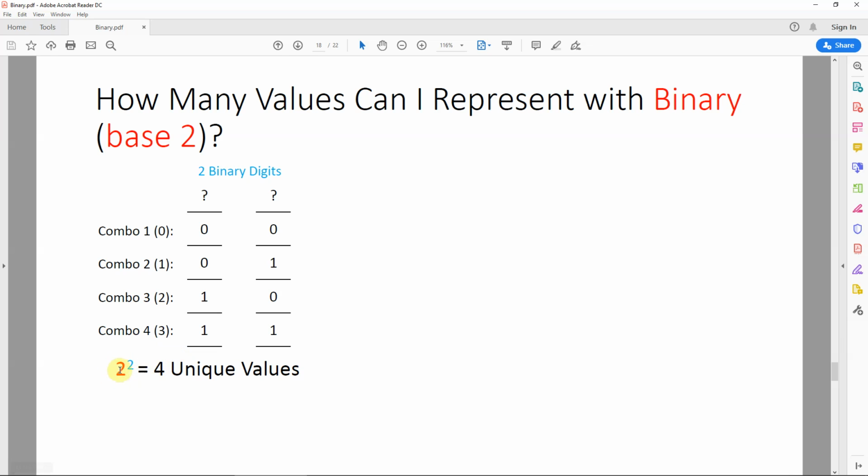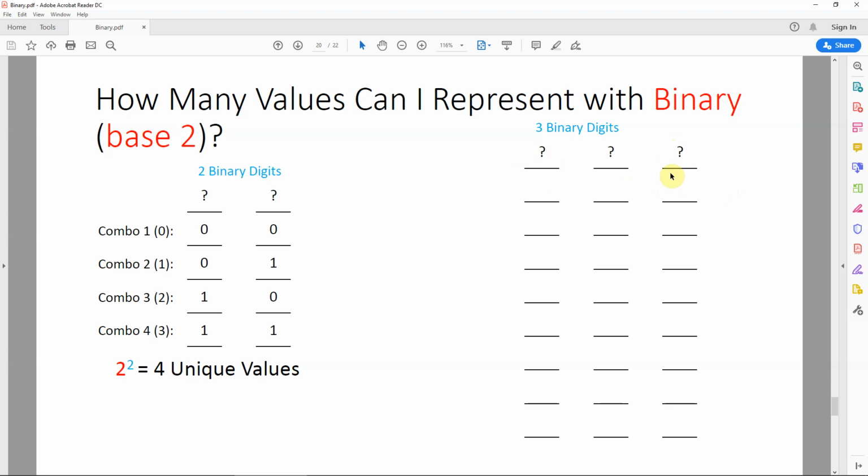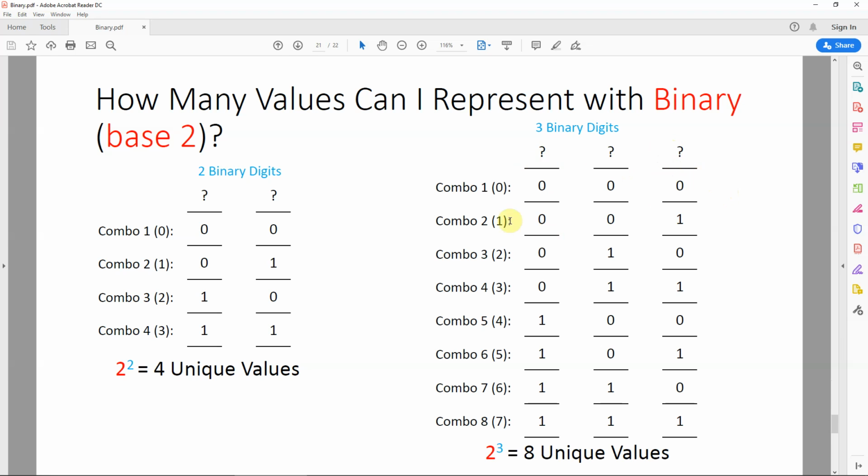You'll see I basically have 2 to the 2 equals 4 unique values. Let's do one more. Let's say that I now have 3 binary digits. How many distinct unique values could I represent with 3 binary digits? The answer is 8. You can see 8 combinations. I can represent the numbers that we typically think of, again in our base 10 number system, 0 through 7. So you can see 2 to the 3 equals 8 unique values.